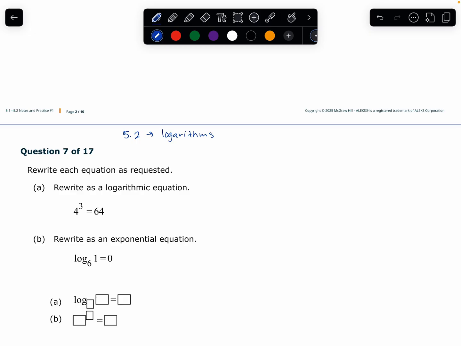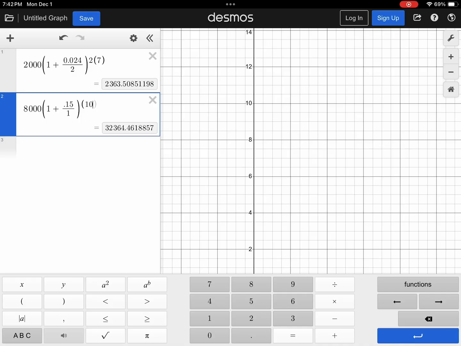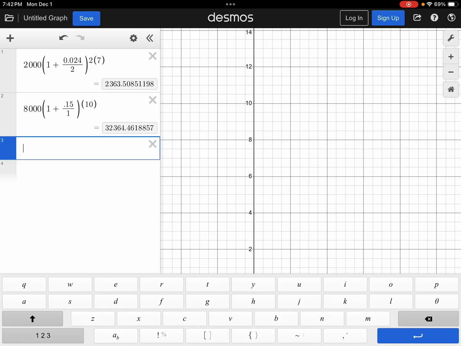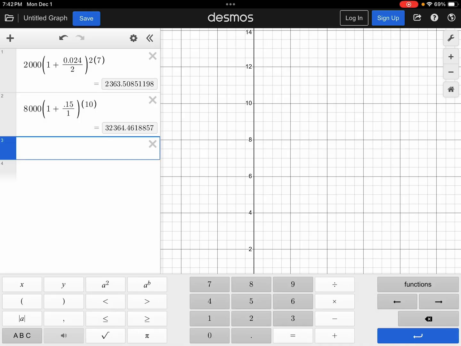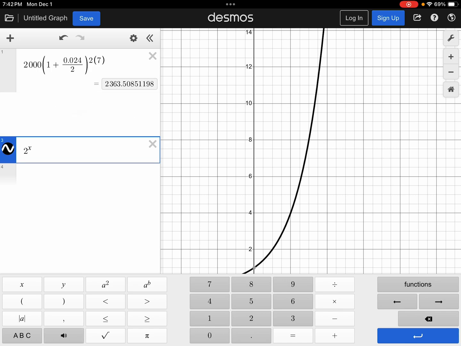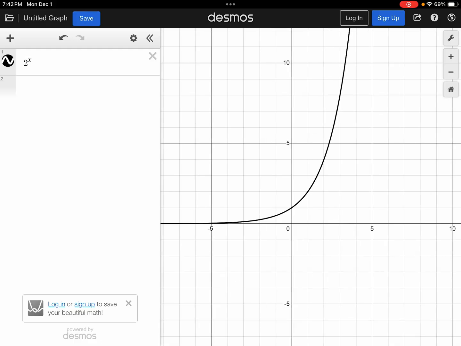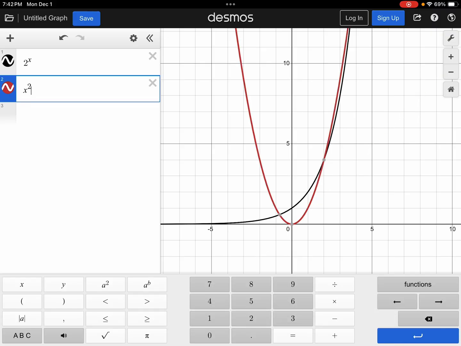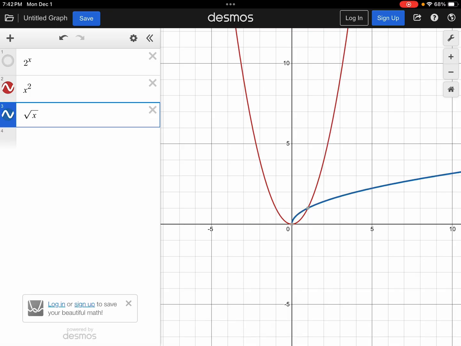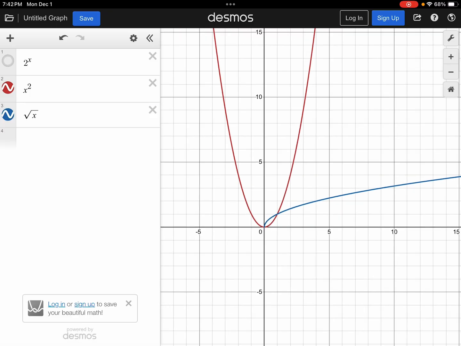So exponentials also have inverses. If you have something like 2 raised to the x power, this is called an exponential function where it always doubles. It's always doubling forever and ever. It's a function that grows very quickly. But this function does have an inverse, just like x squared and the square root of x. These functions are inverses of each other where their y values and x values are switched.